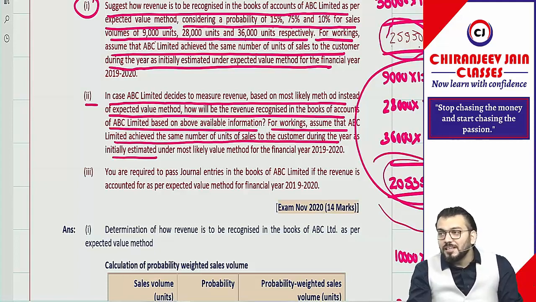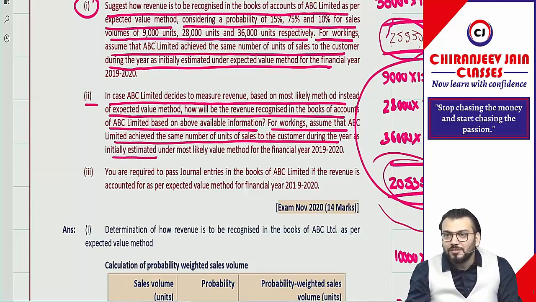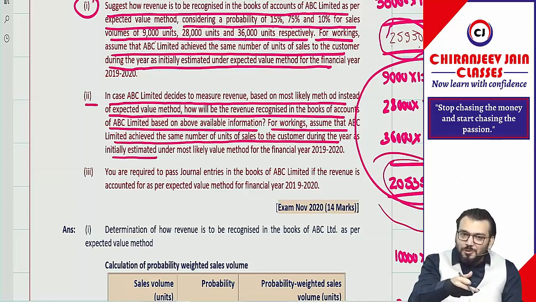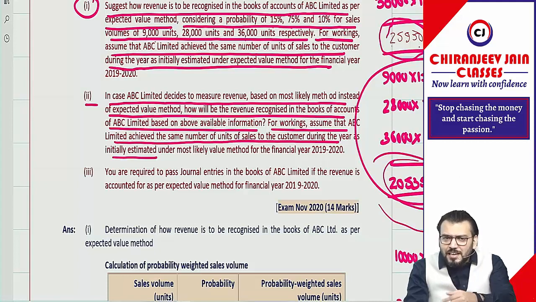However, whenever there are two possible outcomes, then we use the most likely method. But here there are three possible outcomes. Therefore, practically, we will never use the most likely method, because Ind AS 115 says that whenever there are two possible outcomes, then use the most likely method. Can you challenge the information given in the question? It means you need to follow whatever is given in the question. They are saying most likely method, so we will also follow the most likely method.